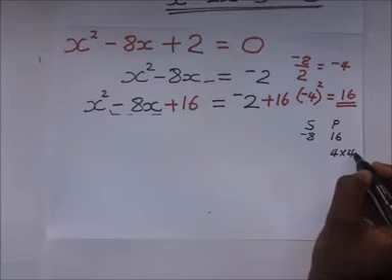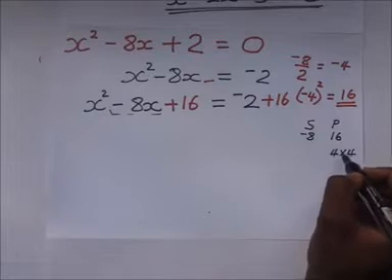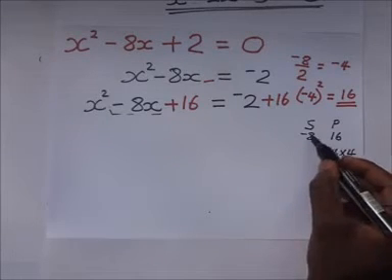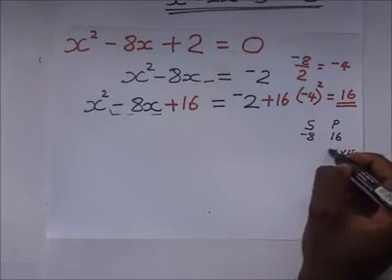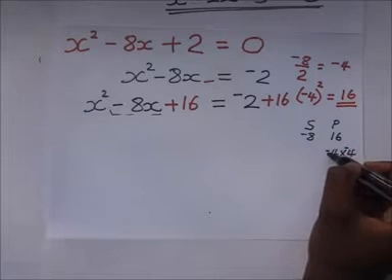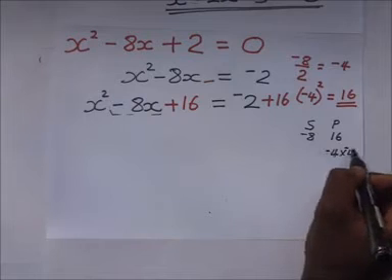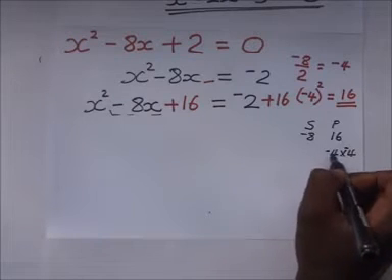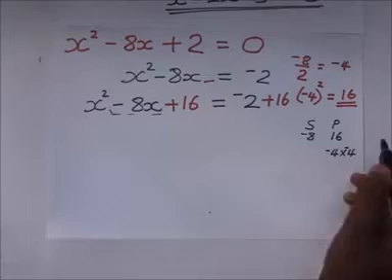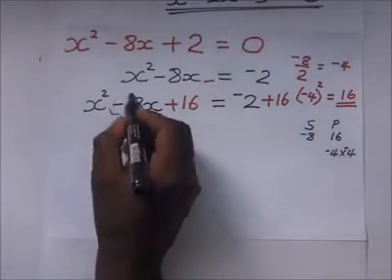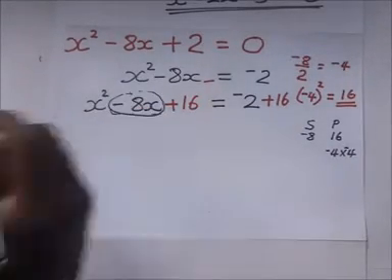Because 4 times 4 is going to give us 16, but if we add 4 plus 4, will it give us negative 8? No. So if we make this a negative and that a negative, negative 4 plus negative 4 gives us negative 8. Negative 4 times negative 4 gives us positive 16. So the numbers here are negative 4 and negative 4. So negative 4 and negative 4 are the ones that are going to replace that middle term.